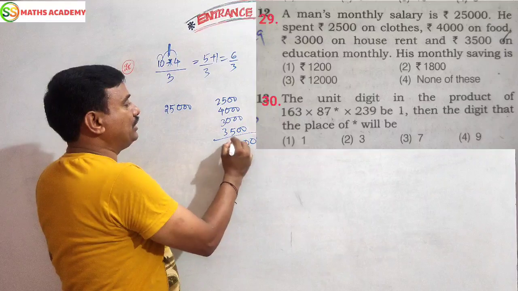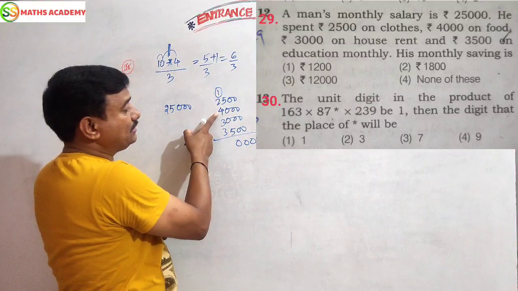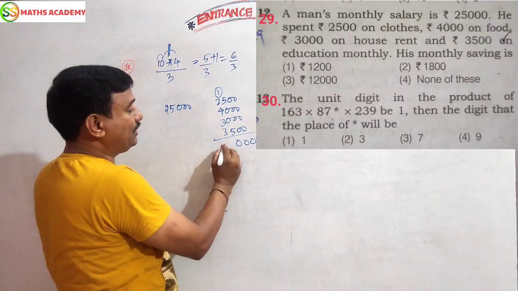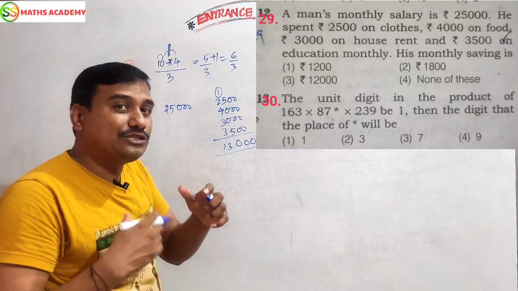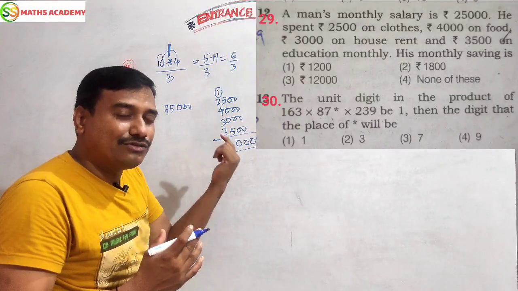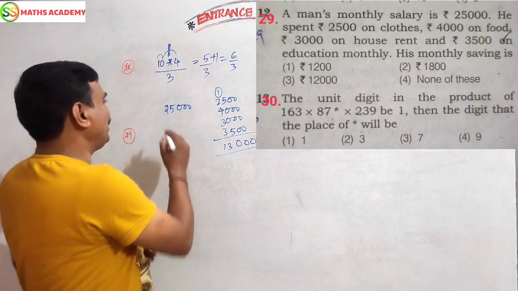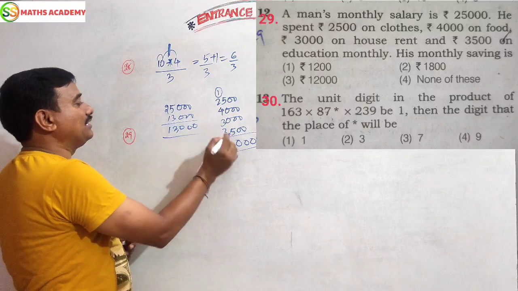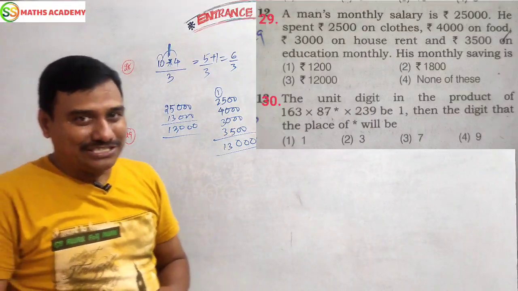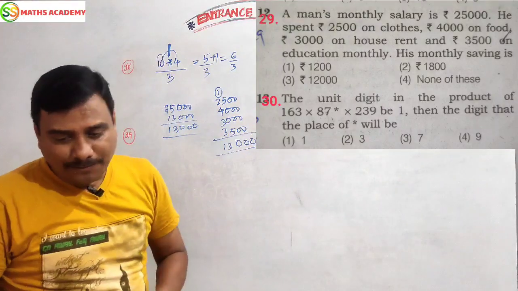Okay, 0, 0, 5 plus 5 is 10, carry 1, 1 plus 2 is 3, 7, 10, 13. So 13,000 is spent every month. Out of 25,000, 13,000 is gone, remaining 12,000. That is the answer. That is called the saving amount, right? The answer will be the third option.